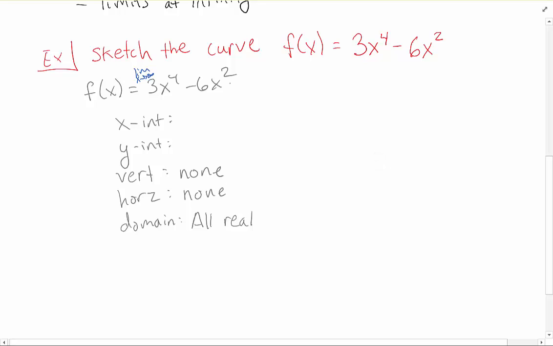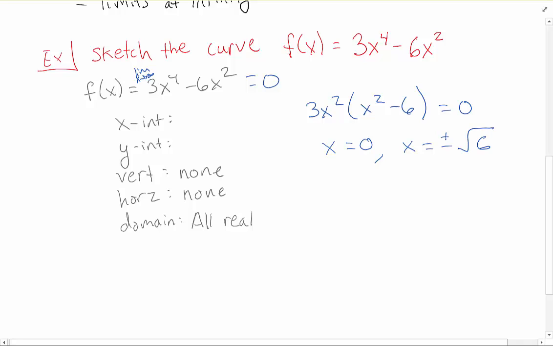And then for the x-intercept, we're going to set our graph equal to 0. So I'll factor out 3x squared times x squared minus 2 equals 0. And we'll get x equals 0 or x equals plus or minus radical 2. We'll plug those in and get 0 comma 0, radical 2 comma 0, and negative radical 2 comma 0. And then for our y-intercept, we plug in 0, and we get 0, 0.